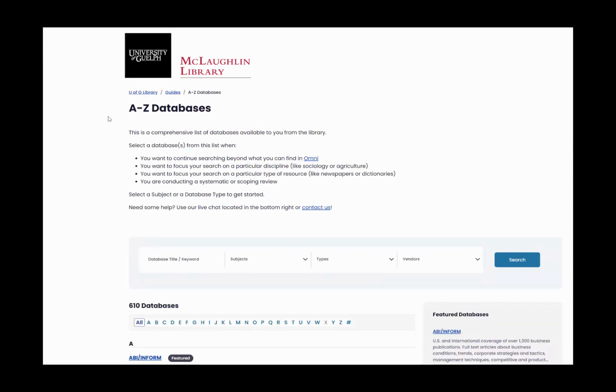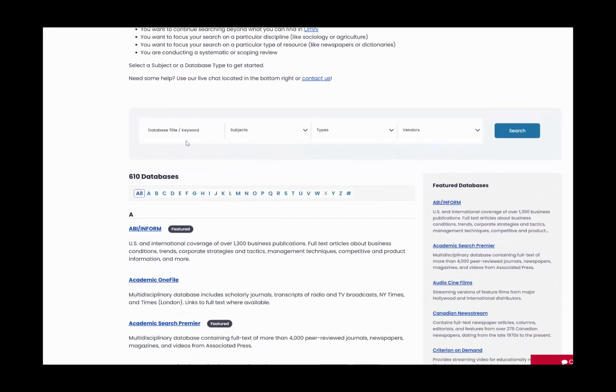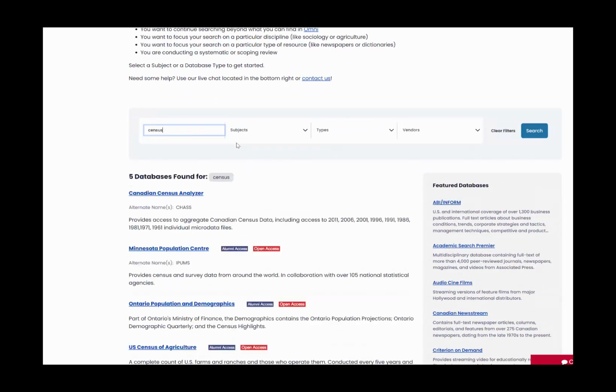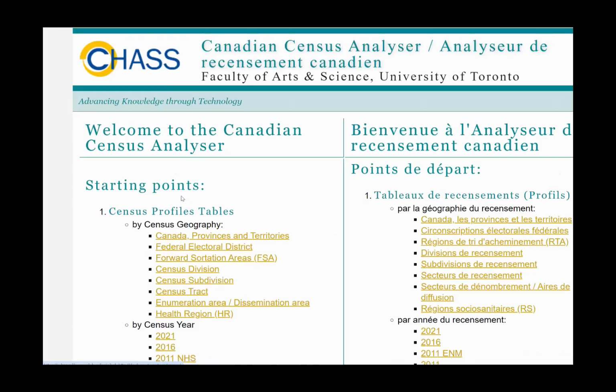It will take you to the A to Z database list. If you scroll down, search for the keyword census. The first one that pops up is called Canadian Census Analyzer. It is located in the Center of Humanities and Social Science at the University of Toronto, that has given access to other institutions like us as a subscriber. So if you click that link, Canadian Census Analyzer, that will take you to CHASS at utoronto.ca.